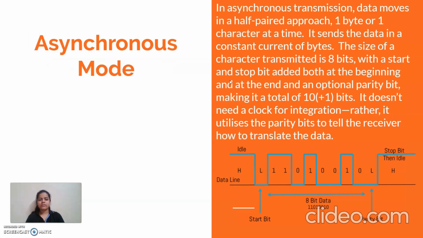In asynchronous transmission, data moves in a half-paired approach, one byte or a character at a time. It sends the data in a constant stream of bytes, the size of a character transmitted is 8 bits, with a start and stop bit added both at the beginning and at the end, and an optional parity bit. Makes a total of 10 plus 1 bits. It does not need a clock for synchronization, rather it utilizes the parity bit to tell the receiver how to translate the data.